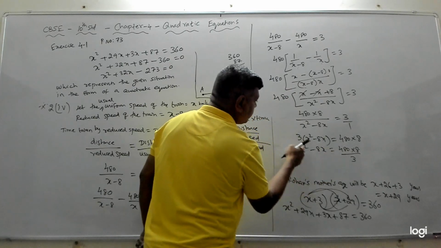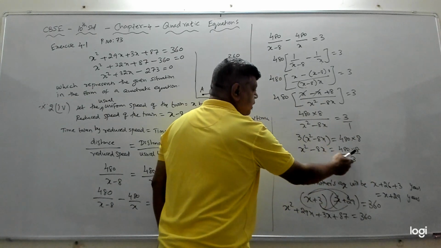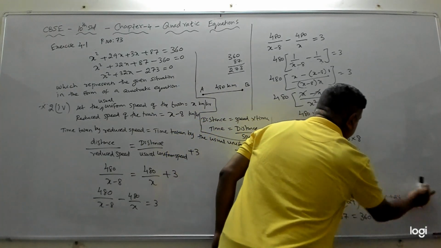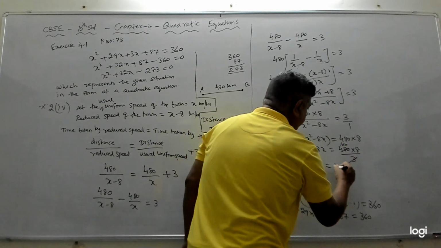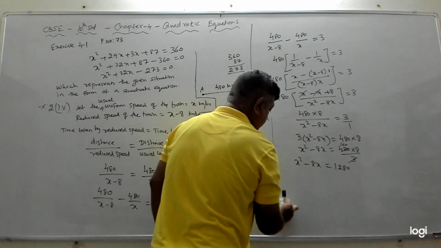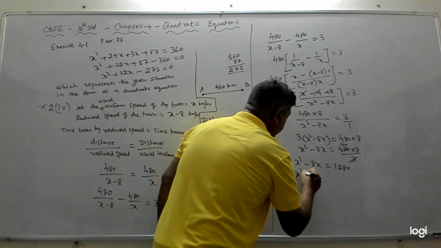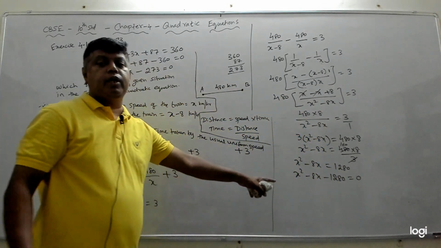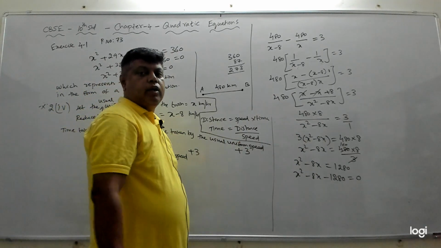So this 3 will go down. It will go to the denominator. So don't multiply 480 into 8 because your 3 is cancelling that 480. If you cancel, it will become 160. Now you get x square minus 8x equal to 160 into 8 is 1280. Right? 16 8s are 128. Now again bring this to this side. You get x square minus 8x minus 1280 equal to 0. So this is the required quadratic equation which represents the given situation.